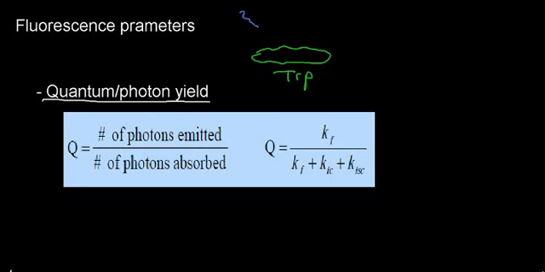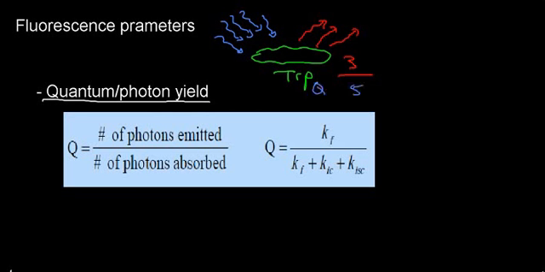And let's just say I'm sending 1, 2, 3, 4, 5 photons to excite tryptophan. And I'm asking, how many photons is tryptophan going to emit? Obviously, it can emit more than it absorbed, but let's just say it emits 3. So it emitted 3 photons, and I used 5 photons to excite it.